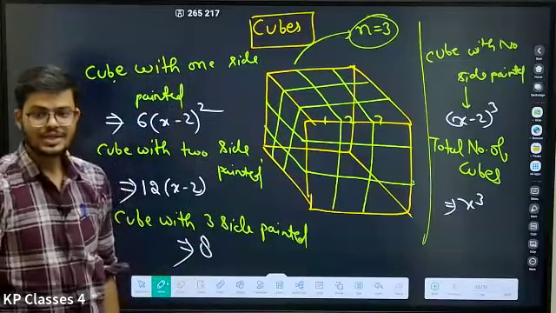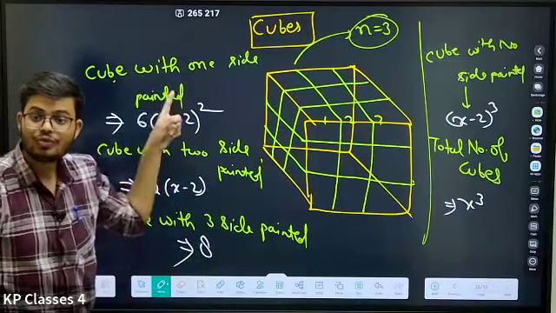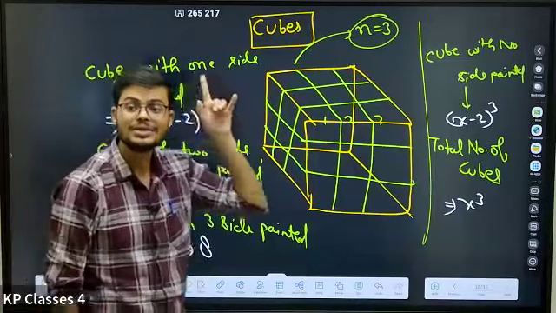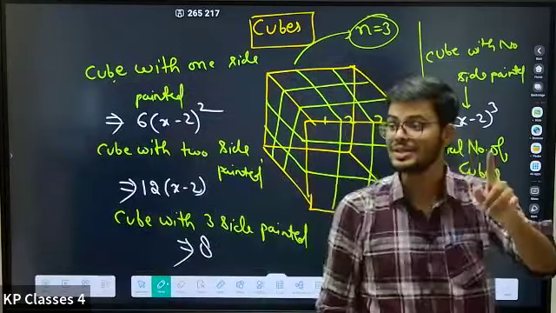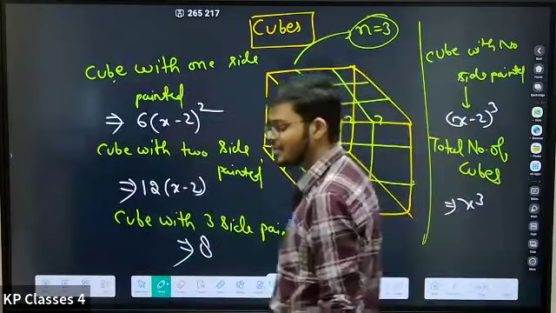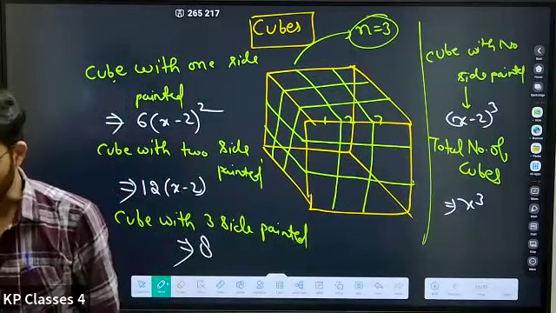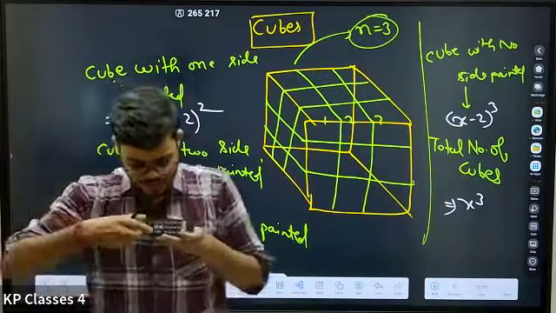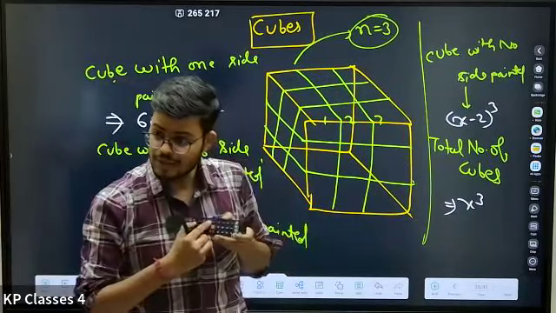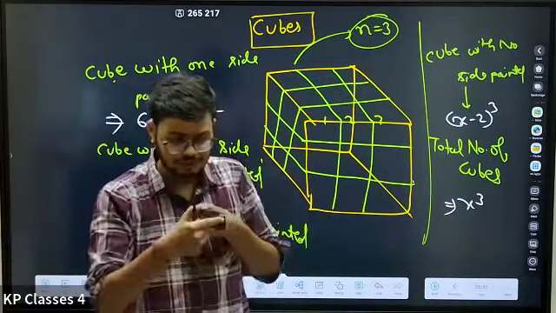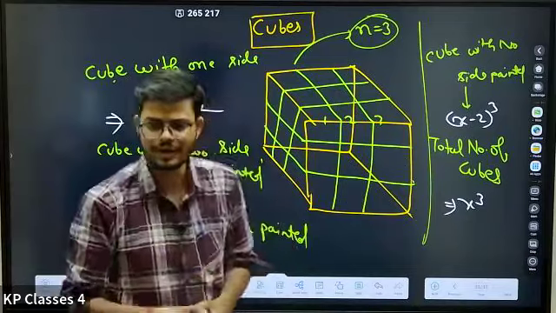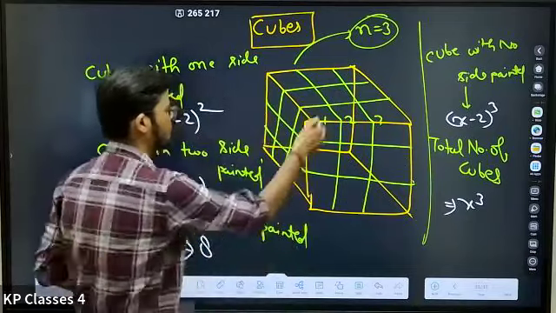So in such a case, for the cube with one side painted, the answer is going to be 6 only. One side painted, the answer will be what? The answer is going to be 6 only, because here one part in the middle is painted. This one part, this one part, this one part, this one part is painted. Only one side painted. Right?